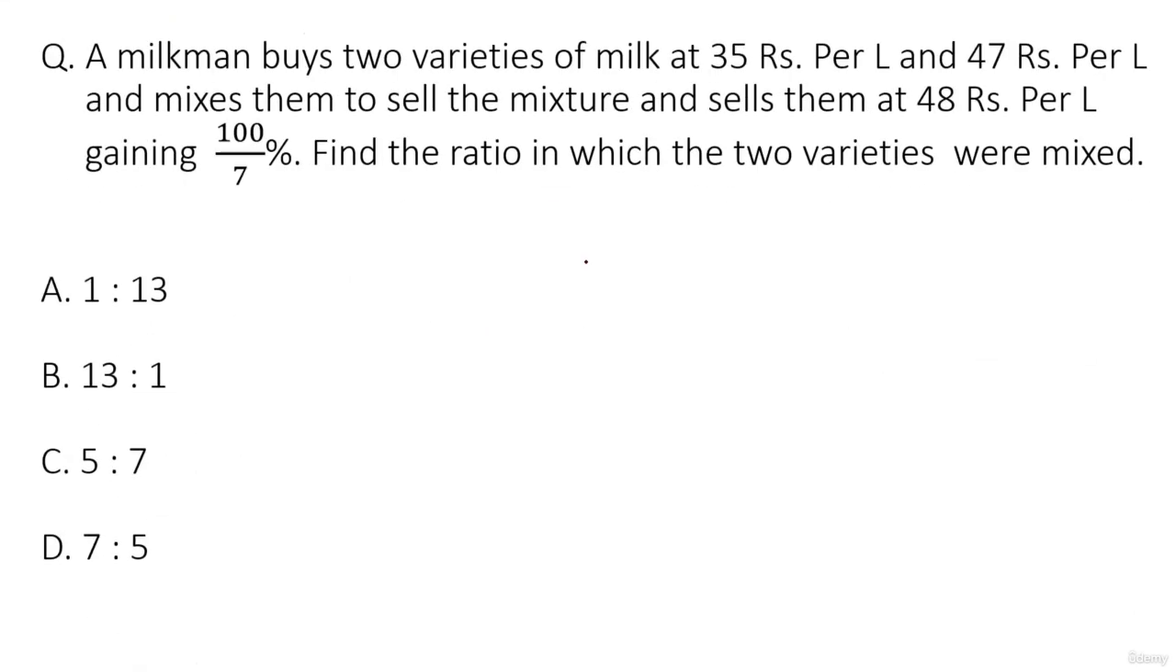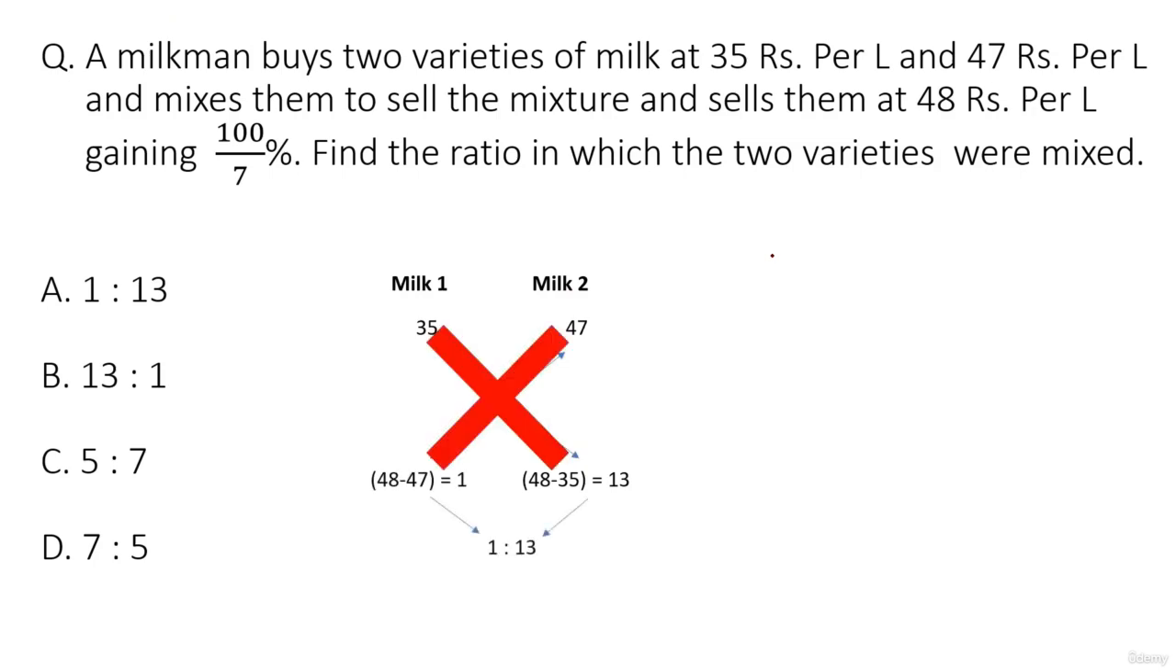A milkman buys two varieties of milk at 35 rupees per liter and 47 rupees per liter and mixes them to sell the mixture at 48 rupees per liter, gaining 100 by 7 percent. Find the ratio in which the two varieties were mixed. The majority of people make a mistake in this question. They directly take the alligation of 35, 47 and 48 and say the answer is 1:30, but that's completely incorrect. I just told you that the weighted average will always lie between the two quantities. If the individual values are 35 and 47, the weighted average cannot be more than 47. So we cannot apply alligation by placing 48 in the middle.